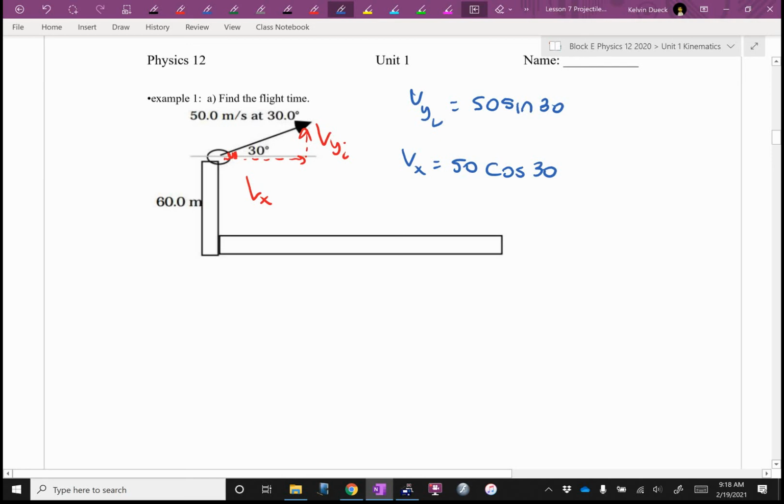And again, you can do the trig, but if you want that stupid memory trick, you could add that to your purple sheet if you're desperate, but it's handy enough that my students have said they're good with it. So I know sine 30 is exactly 0.5, so Vy initial is 25, bang on, right? Vx, I know cos 30 is 0.866 times 50. Can I do that? No, I need a calculator.